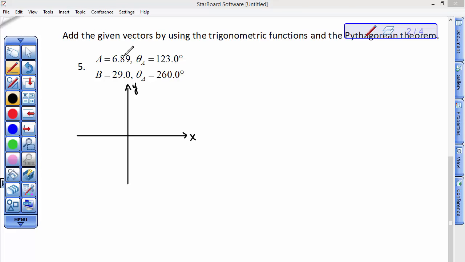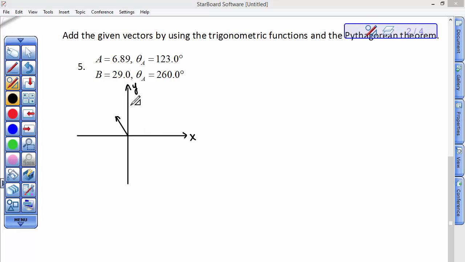So vector A is much shorter than vector B. It's about 7 when this is about 28, so it's about a quarter of the size, at a 123-degree angle. So I'm going to try to draw a vector here that's about 33 degrees off the y-axis and kind of short. So there's vector A.